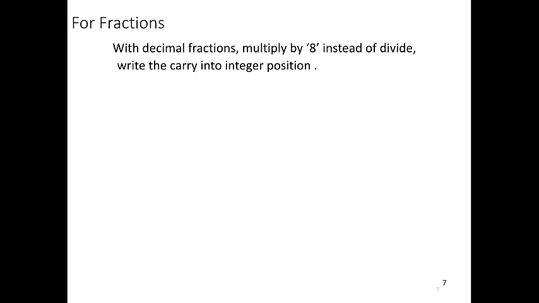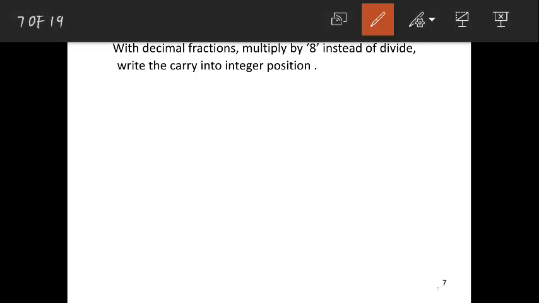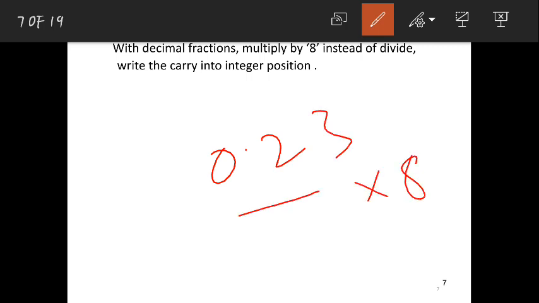See, for fractions, with decimal fractions, we multiply by 8 instead of dividing. If it is an integer number, we divide it by 8. But if it is a fraction, not an integer, and they are asking you to convert the fraction value, then we need to multiply it by 8. If you want to convert a decimal to octal, then you multiply with 8.